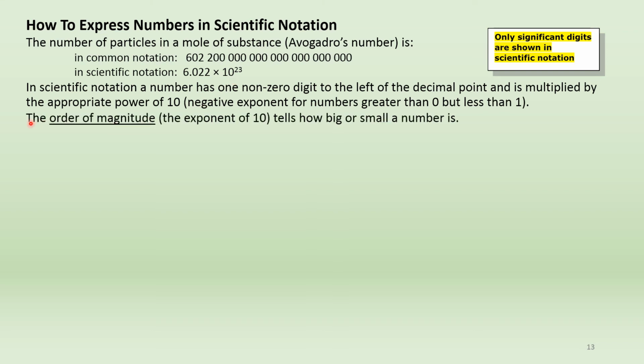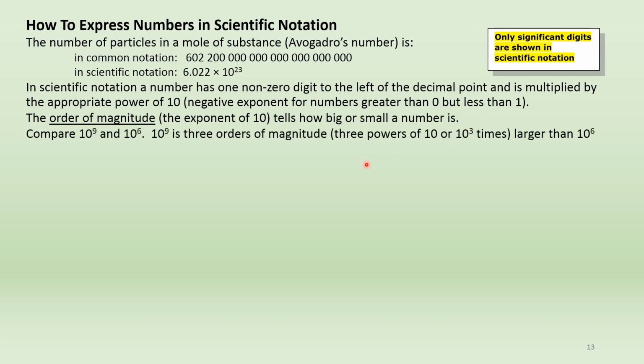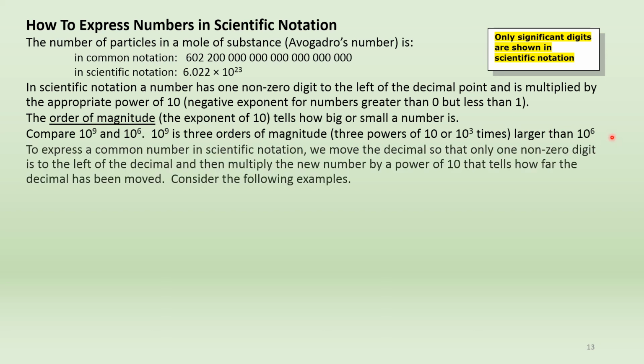Here's a term that you should be familiar with. The order of magnitude is simply the power or exponent of 10, and it tells how big or small a number is. So consider or compare 10 to the 9 and 10 to the 6. We can say that 10 to the 9 is 3 orders of magnitude, or 3 powers of 10, or 10 cubed times larger than 10 to the 6th.